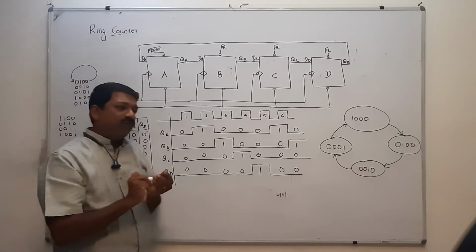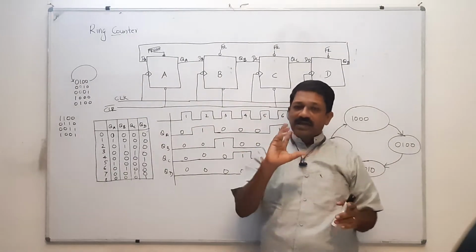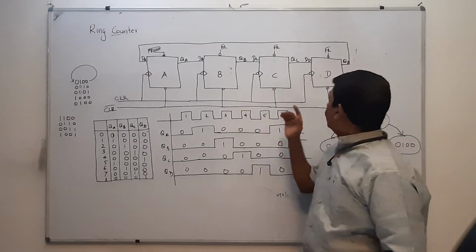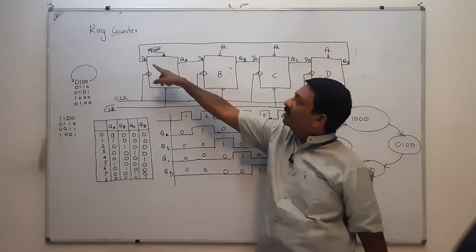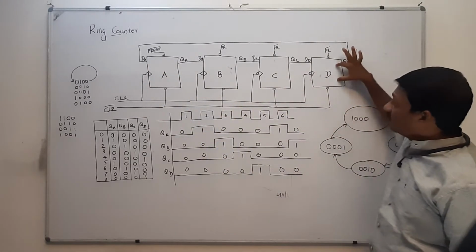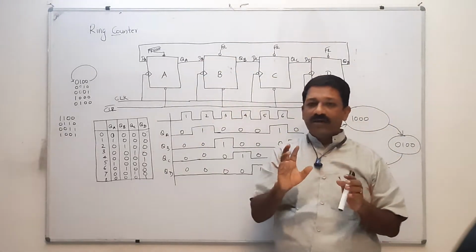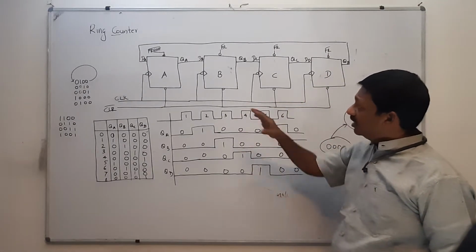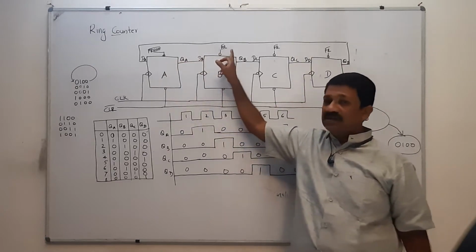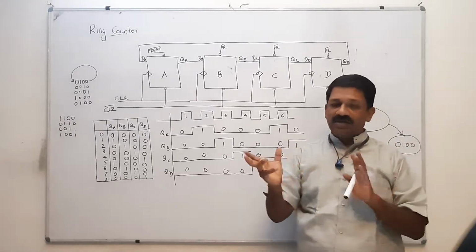That means a ring counter goes on shifting to the right, and the last bit will be copied to the first flip-flop. The content of the last flip-flop will be copied to the first, just like a ring. For initially setting these flip-flops, you have to use the preset bar signal, and once it is set, for every clock pulse it shifts right.